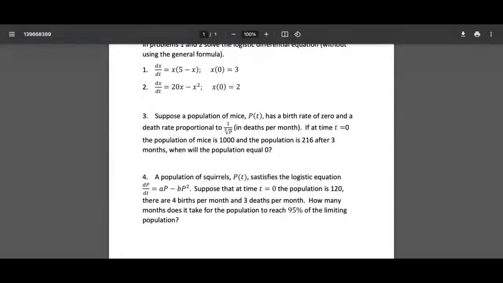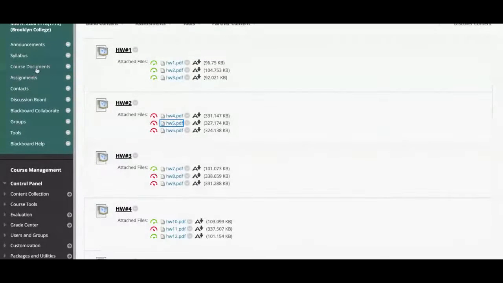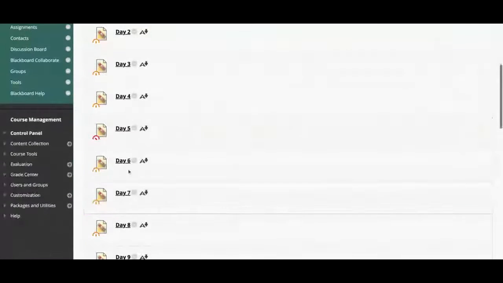But if you're able, keep going with the new material. Let's go back to see what's coming up. Differential equations, the class is supposed to be very interesting. So let's see, day 6.